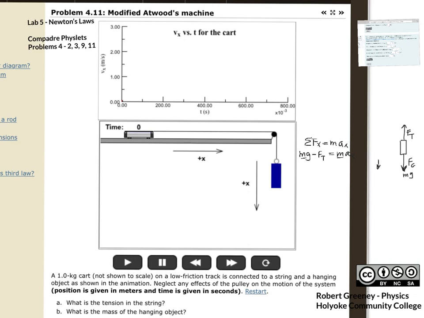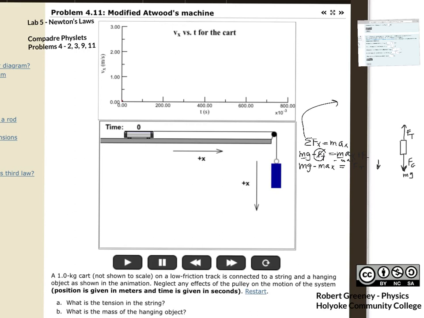So we've got to do some algebra. If I add Ft to both sides, this becomes 0. And if I subtract max from both sides, I get mg minus max equals a positive over here, Ft. And then I factor out m, and I end up with the equation.